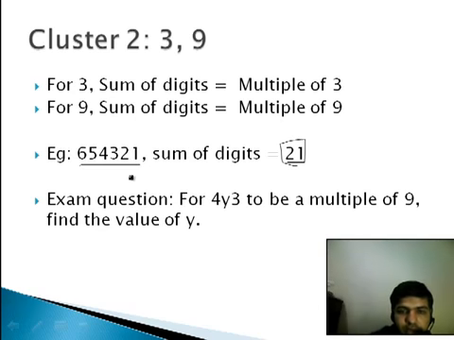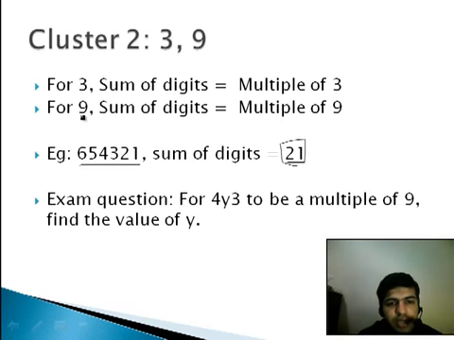Consider any other number, that is 2410. 2 plus 4 is 6. 6 plus 1 is 7. 7 is not a multiple of 3. So the entire number 2410 is not a multiple of 3.